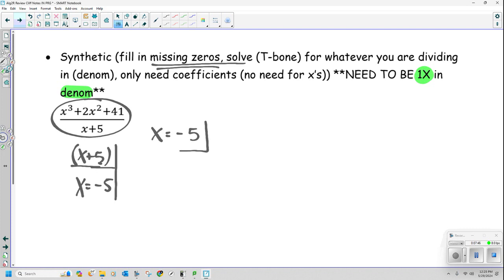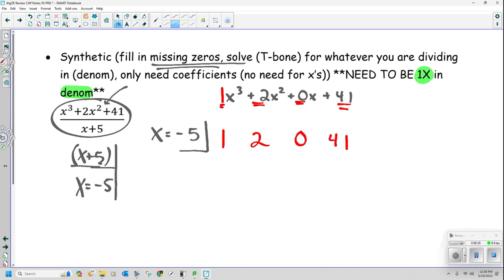Please note, this is the same problem we just did, so we should come up with the same answer. All right? And notice we're missing x to the 1. So I technically have x cubed plus 2x squared in my numerator plus 0x to the 1s plus 41. All right? Now, what I do with synthetic is I only write the coefficients. I don't care about the x's. This is a 1 in front. So I write a 1, a positive 2, a 0, and a 41.